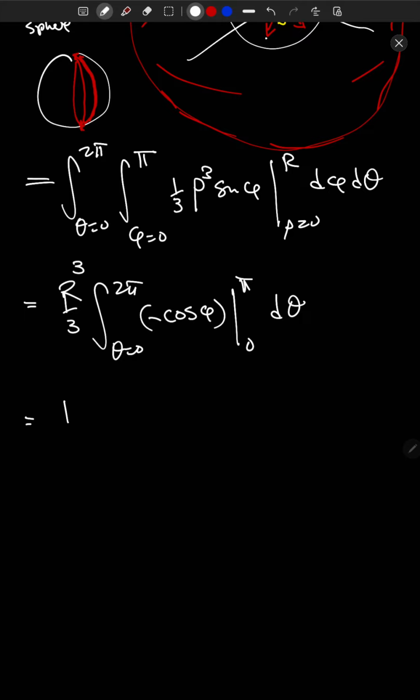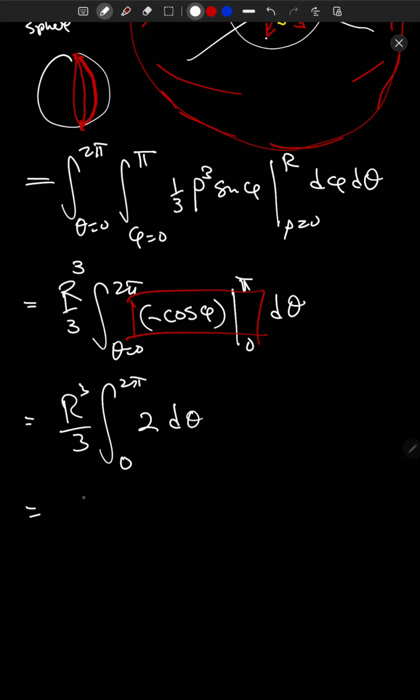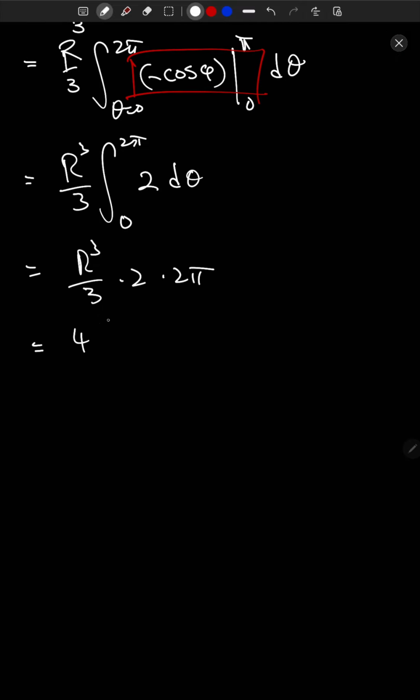Okay, so that's going to be r cubed over 3. This quantity in here, cosine pi minus cosine 0, is going to give me minus 2, but I have a minus sign in front of it. So I'm going to have the integral from 0 to 2 pi of just a constant 2. And so I end up with 2 pi times, let me write it all out, r cubed over 3 times 2 pi, right, as our d theta integral. And so we get our usual formula, 4/3 pi r cubed. All right.